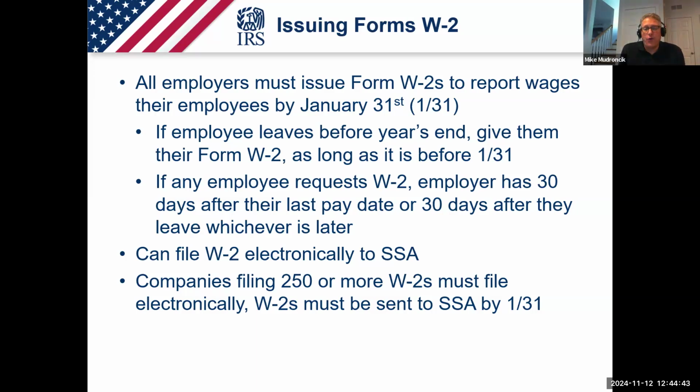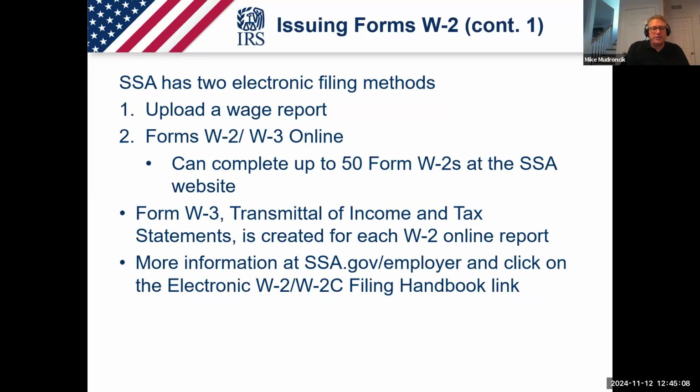You can file the Form W-2 electronically with the Social Security Administration. And companies filing 250 or more of the Forms W-2 must file those W-2s electronically, and they must be sent to the Social Security Administration by January 31st. Well, how can you get those forms to the Social Security Administration?